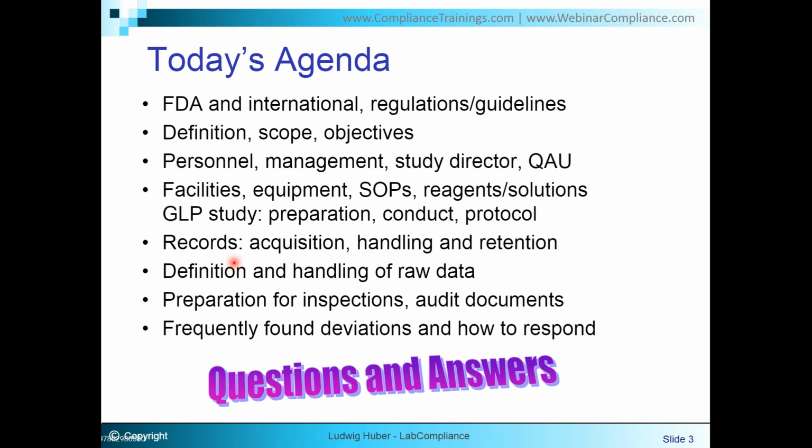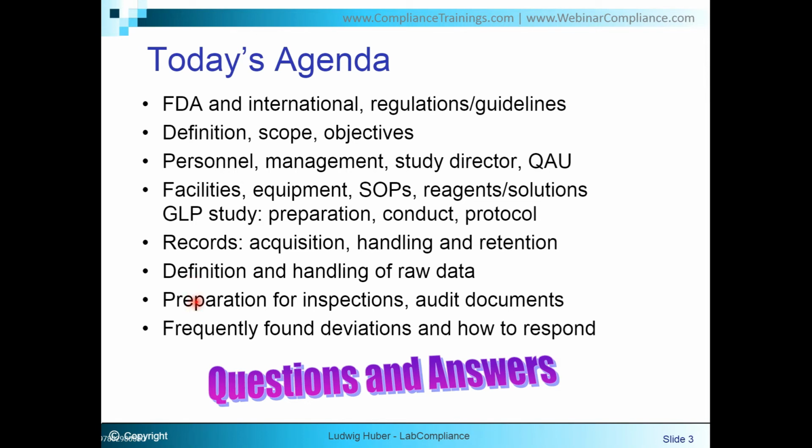And of course, here we also discuss a little bit the definition and the handling of raw data, especially for hybrid systems, which means the records may be generated by the computer first, and then later on printed out, and then we have the records on paper. And then the question is, okay, what are the raw data? That's a very important question.